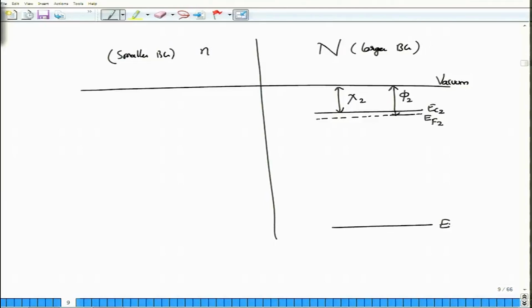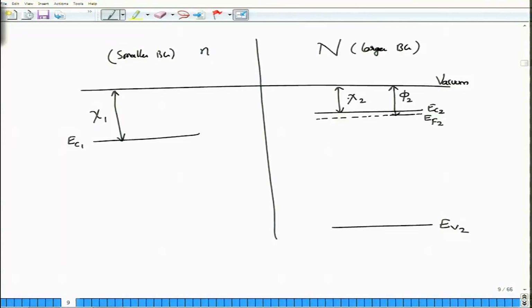So, let us locate the valence band here and call this EV2. Similarly, on the other side I need to locate EC1. So, I am going to call this my EC1. Of course, as you can clearly see, the affinity chi 1 for this region is actually quite larger, which means you require more energy to remove an electron from the smaller n-type material than the corresponding capital N-type material.